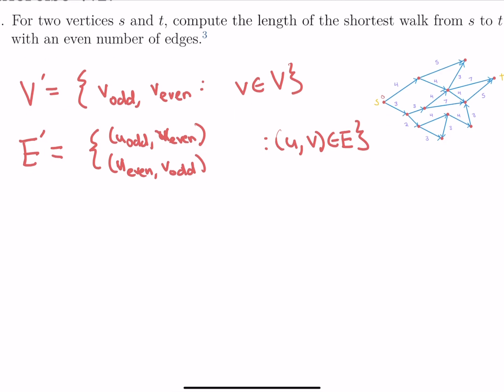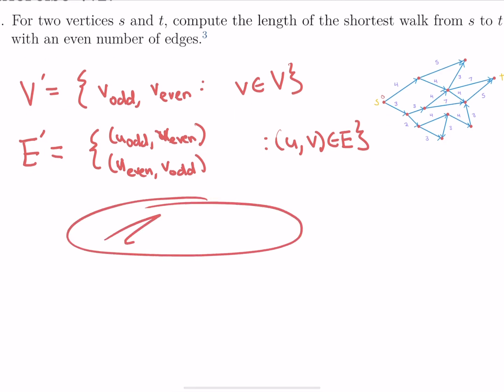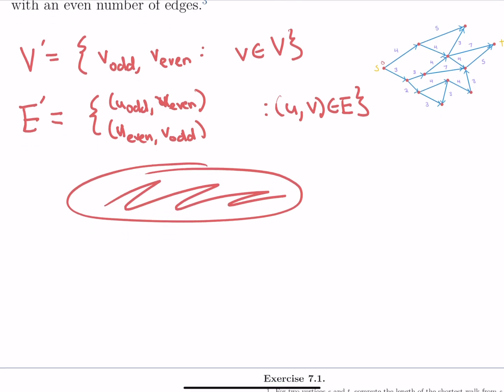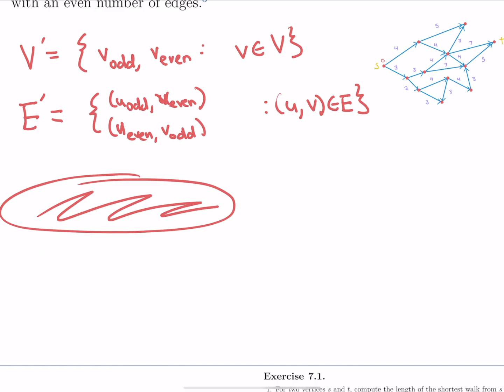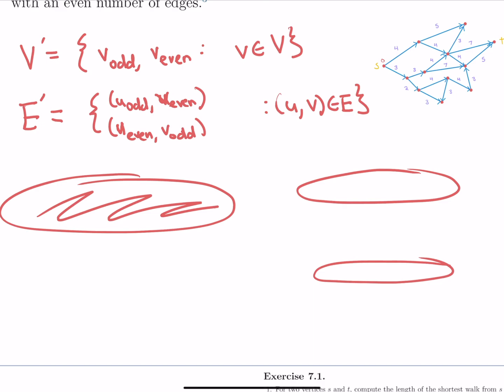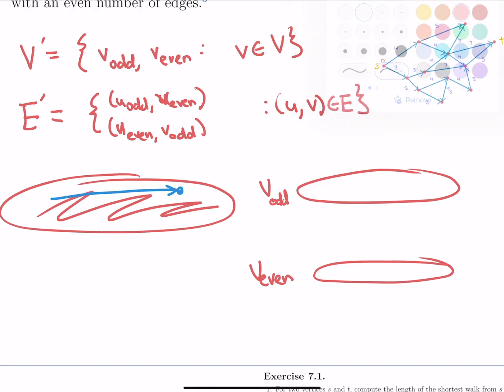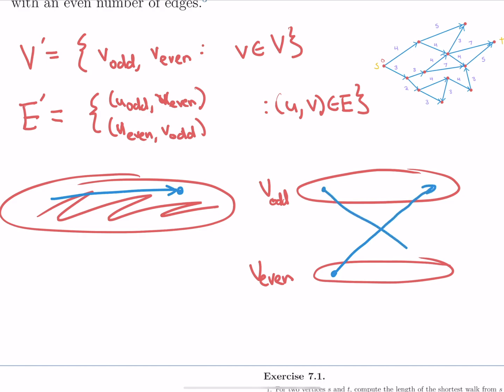So one way to think about it is like this. Originally you have some graph like this with some edges, and now I've created 2 copies of the vertex set. I'll call this the even vertices, and that the odd vertices. For every edge going from here to here in the graph, I now have an edge going from the even copy to the odd, and the odd copy to the even.